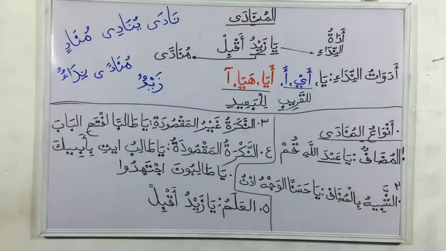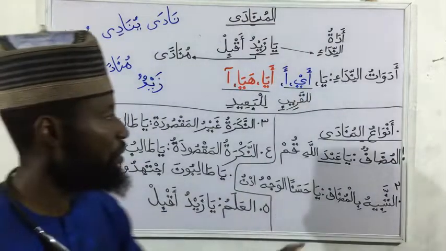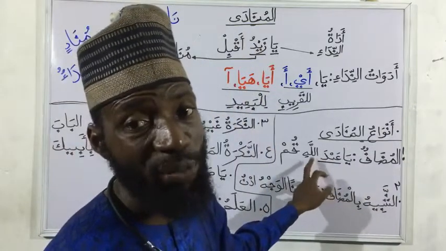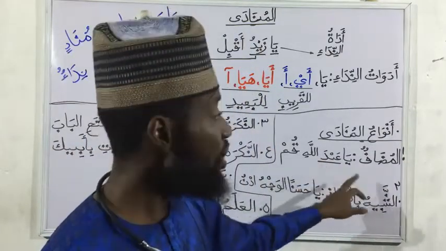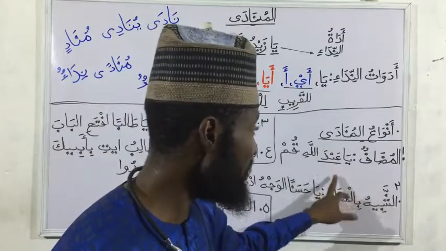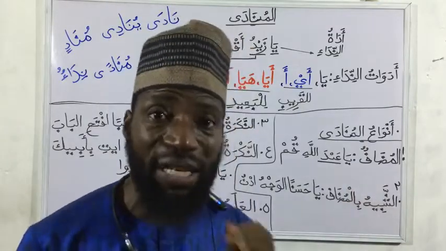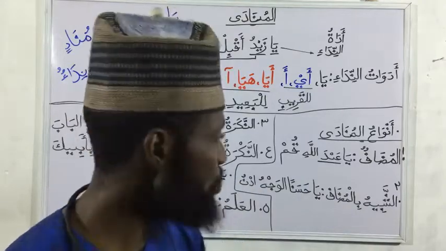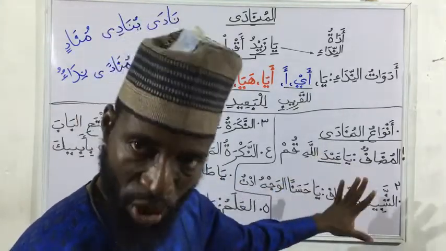Let us look at our examples. For instance, we have ya Abdullahi. So this is why a lot of people do make errors, because this is a mudaf now. Mudaf, when you are calling a mudaf, it will take a nasbu. When you are calling a mudaf, so this is taking nasbu. Yes, it's normal.